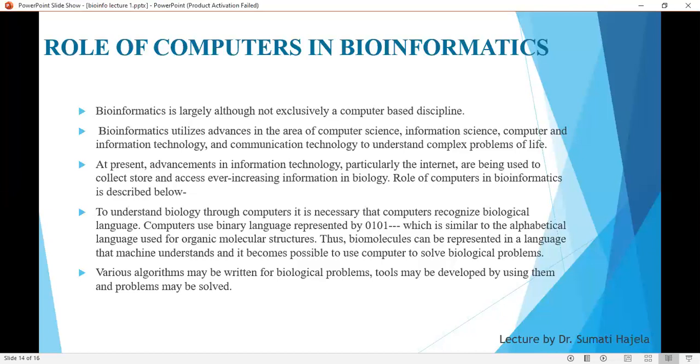Various algorithms may be written for biological problems. Tools may be developed by using them, and problems may be solved, for example, using computer programs. It is possible to express various patterns in biological molecules in graphical representations, visualize structures of macromolecules, understand molecular modeling by performing docking between two structures, and simulate the docking processes, etc.